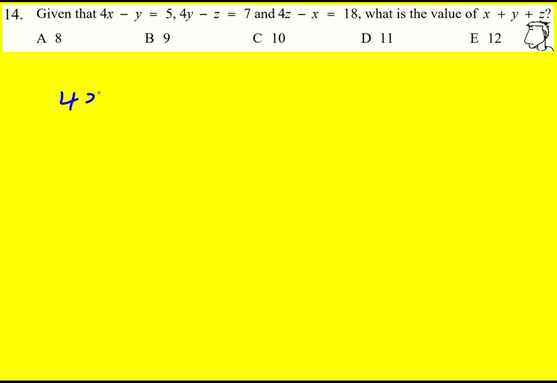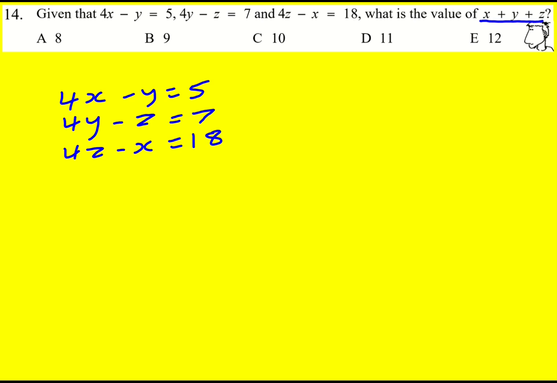Let's write these equations down next to each other. So 4x minus y is 5. 4y minus z is 7. And 4z minus x equals 18. Now we have essentially simultaneous equations for three unknowns, but we're not being asked to solve it. We're just being asked to find out what x plus y plus z is.